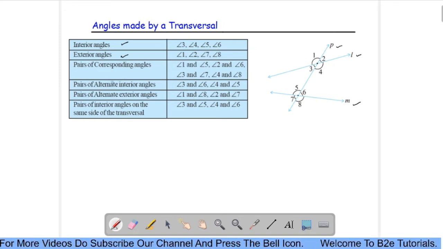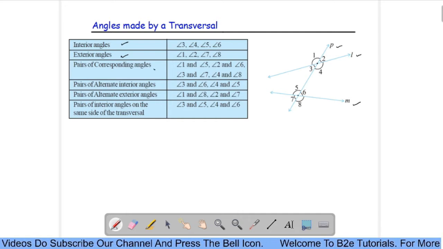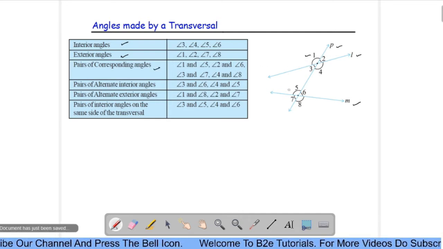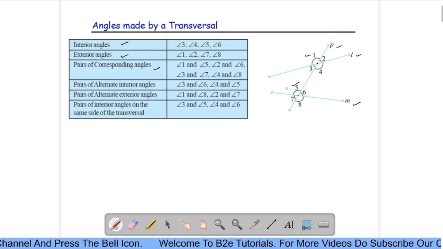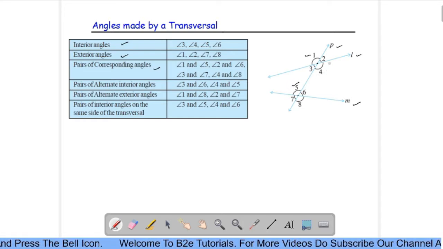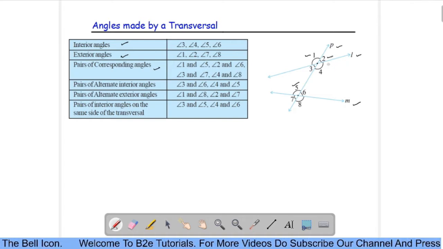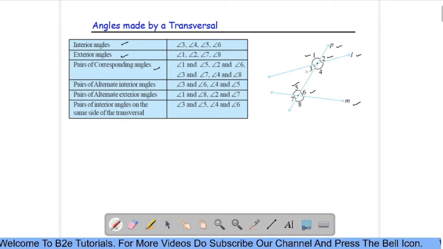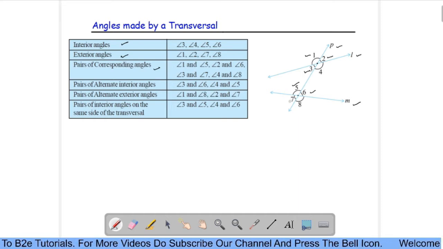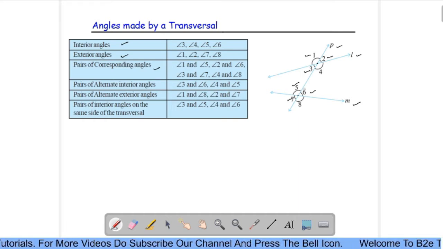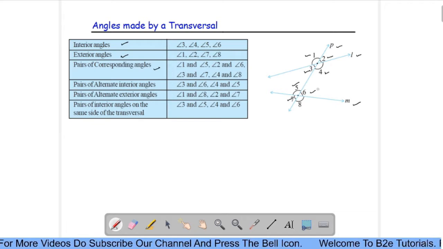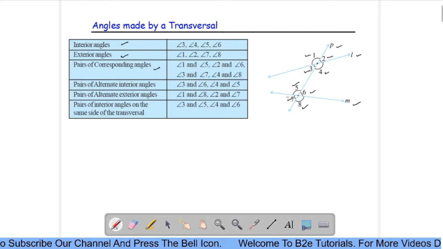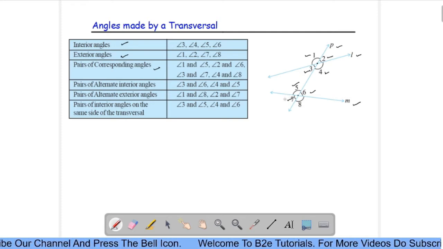Then pair of corresponding angles. Here angle 1 and angle 5. These are called pair of corresponding angles. Second pair is angle 2 and angle 6. These are corresponding angles. Third pair is angle 3 and angle 7. Then fourth pair is angle 4 and angle 8. These are four pairs of corresponding angles.